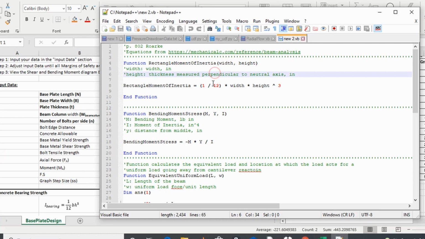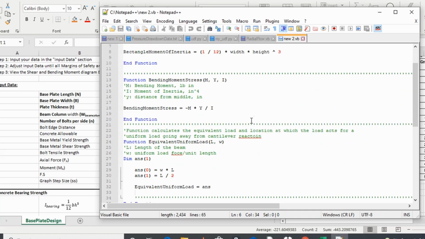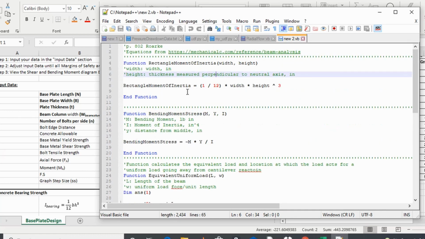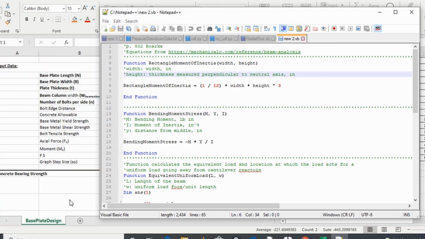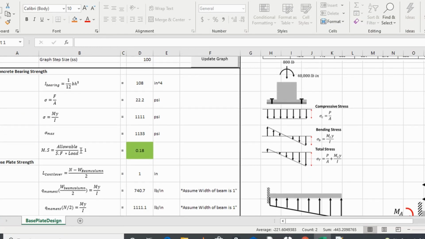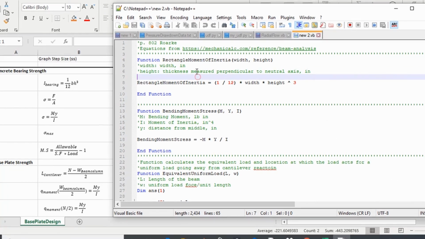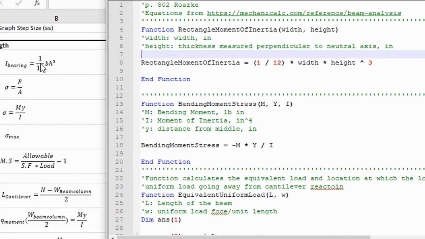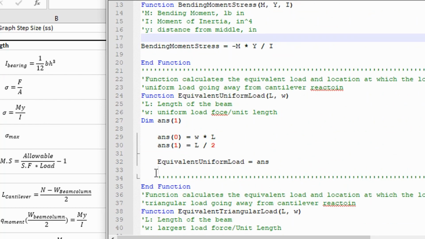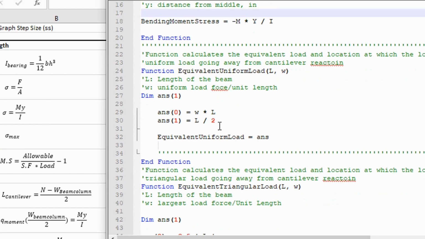So this is the code that was written to do an analysis, and essentially it's just the equations off here to the left. That's all it is. I know there's a couple things in here that may be difficult to wrap your mind around, but this is our rectangle moment of inertia. It's this equation. Our bending moment stress is My over I. And then our equivalent uniform load, this essentially just takes the area underneath our curve.